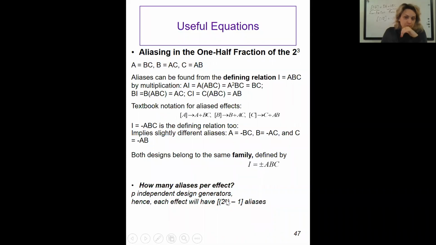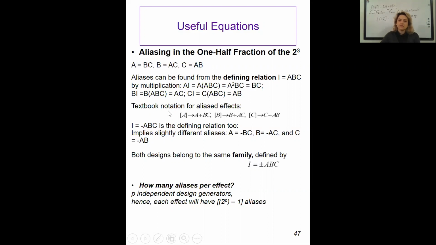Mostly they're equations, right? So when we say aliasing in the 1/2 fraction of 2 power 3, we say, for example, A is equal to BC, B is equal to AC, C is equal to AB. Aliases can be found from the defining relation as we had before. So you would say I is equal to ABC. It's just an example. And then you would multiply whatever terms you are interested in by the defining relation, and you're going to find out the aliases, the compounding pattern.